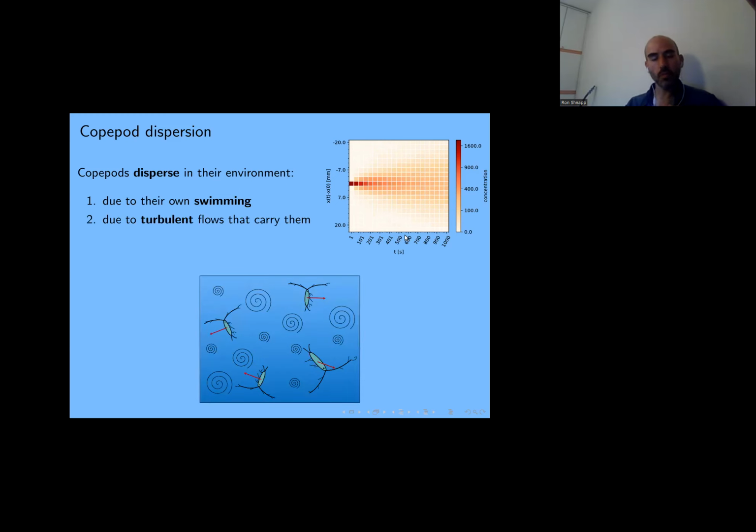A second reason why they are diffusive is the turbulence in which they live. If we have a random turbulent current in the water where they happen to reside, they would just be drifted by the current randomly, essentially giving them a diffusive kind of nature for their motion in the ocean.